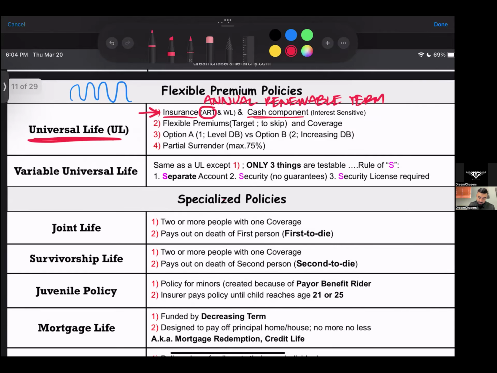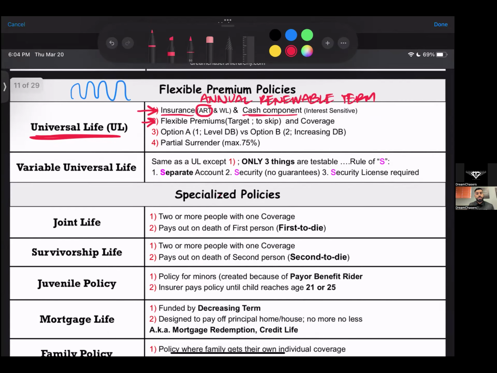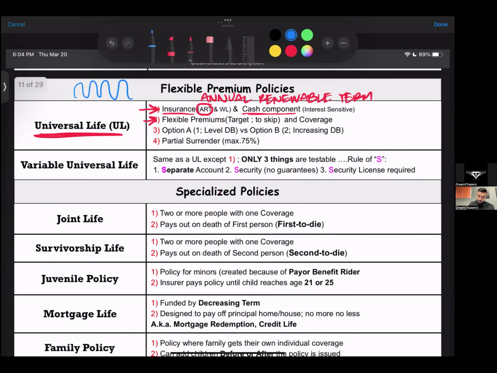The second part of it is that it has a flexible premium. So what do they mean by a flexible premium? It means you can either pay the minimum monthly premium, or you can pay the target premium. That's why they say it's flexible, because you can either pay the minimum or you can pay the target.